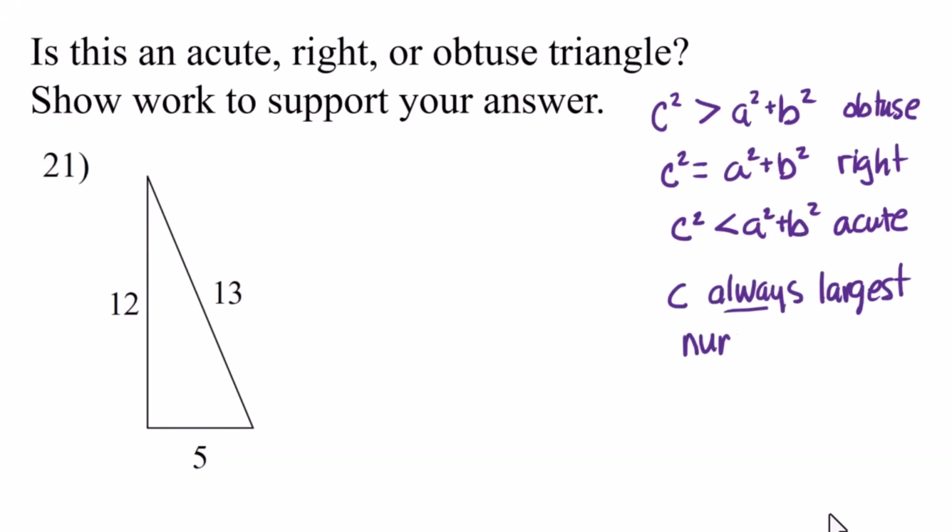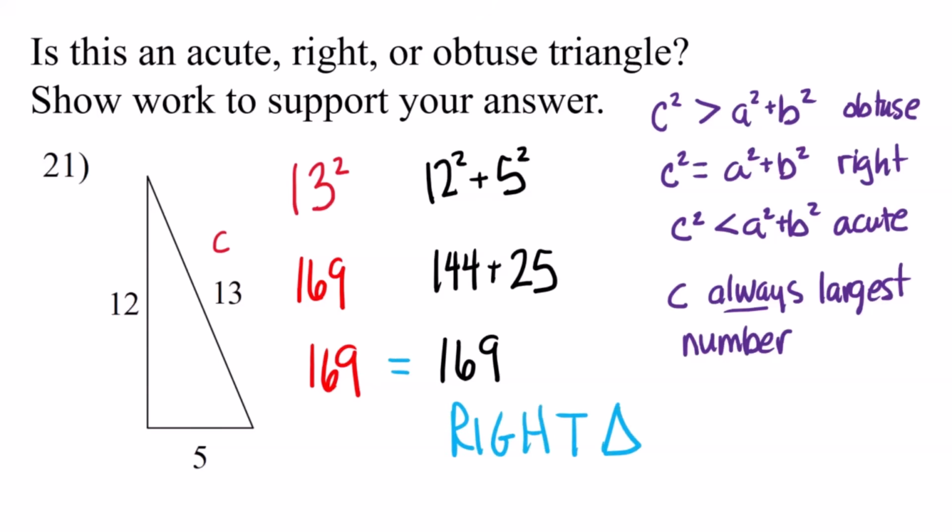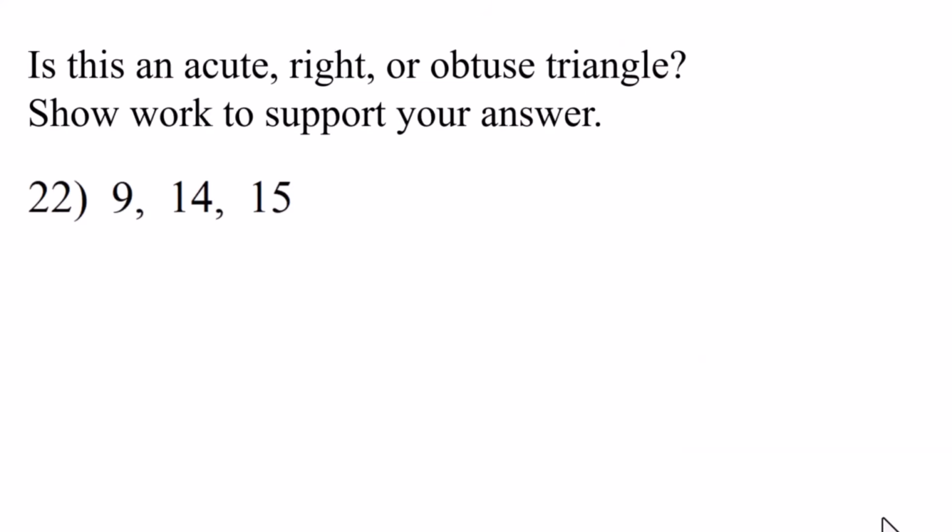C is always going to be your largest number, so let's check and see what's going on here. 13 is going to be the C. So we have 13 squared versus 12 squared plus 5 squared, and we're just going to see how these things relate to each other. And they are equal, so this is a right triangle. Okay, this one won't be a right triangle, but we don't know what it's going to be. Here's a C, and let's do the math.